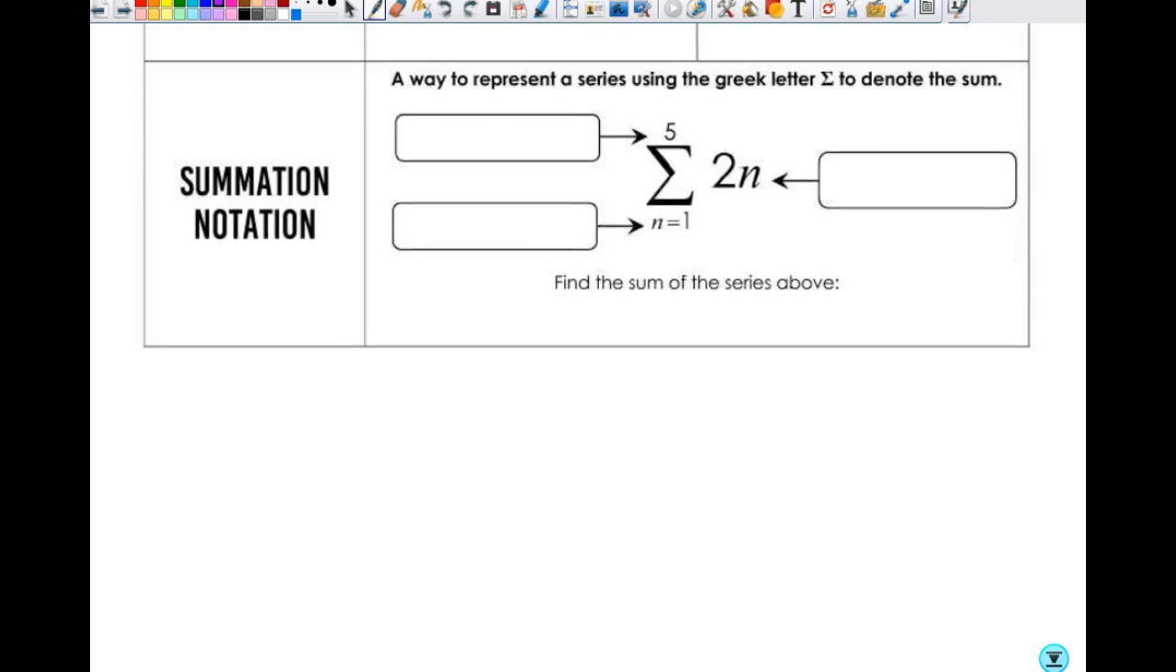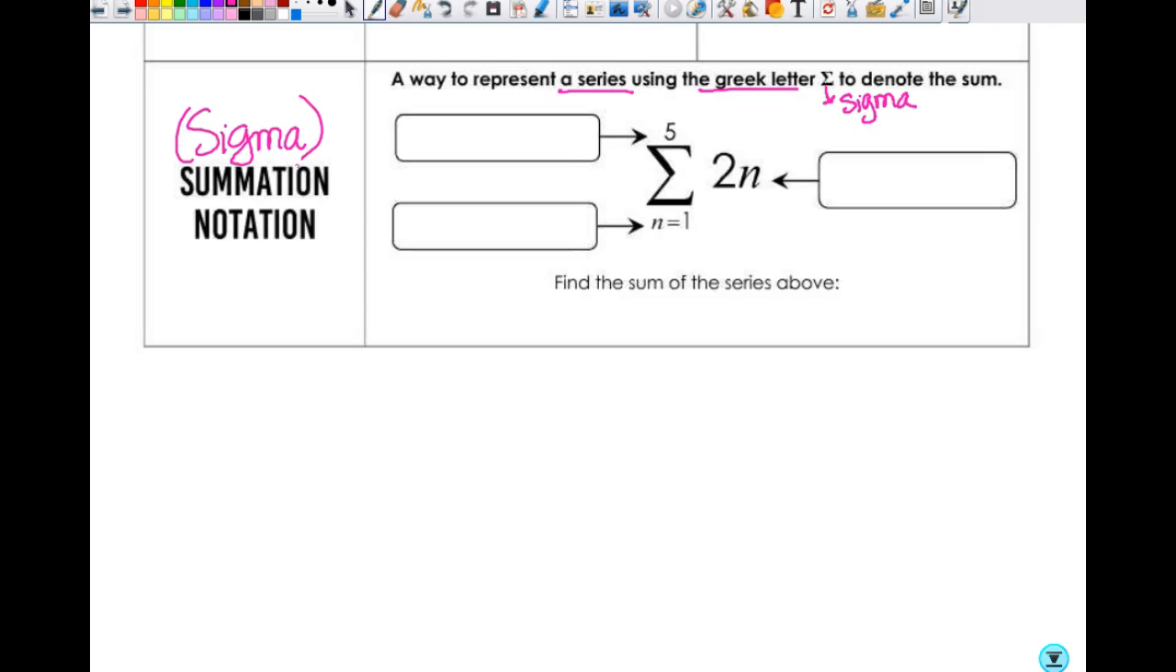So let's talk some notation. We've got summation notation. It's a way to represent a series using the Greek letter. What's this Greek letter? Anybody know? It is not E. It is sigma. You are not ready for college if you don't know your Greek letters. Okay, so Greek letter sigma to denote the sum. Summation notation can also be called sigma notation.